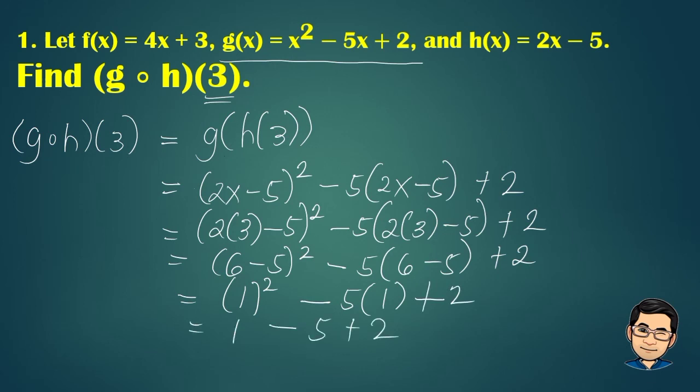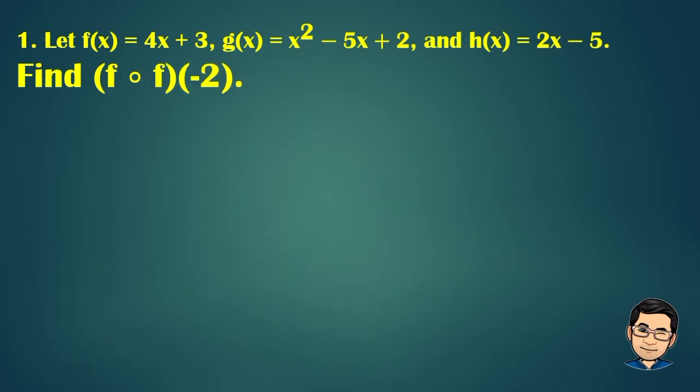Okay. So, 1 minus 5 plus 2. So, the answer will be what? 1 minus 5, negative 4, plus 2, negative 2. So, g of h of 3 is equal to negative 2. So, for the last given, f of negative 2. So, ang gagawin lang po natin dito, yung f of x, isa-substitute natin sa f of x. And then, tsaka natin isa-substitute yung negative 2.